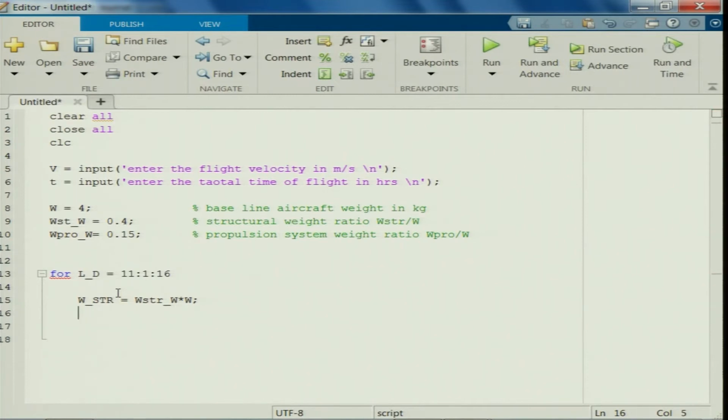And then W underscore PRO, capital letters, is the weight of the propulsion system, as W_STR is the structural weight of the UAV. So, the propulsion weight is equal to the propulsion weight ratio W_PRO underscore W times the total weight. So, this gives me the structural weight and the propulsion weight here. That is outside the iterations.